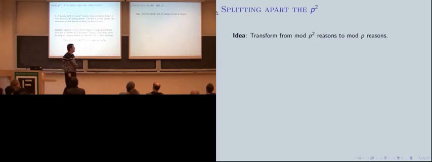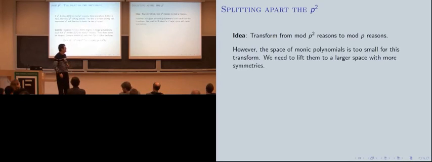Okay, so we found the mysterious P square. Now we want to break the P apart. And why do we want to do that? Because we want to transform into mod P reasons. We know how to handle mod P reasons really well. All right, so how do we break up the two P's? Well, if you think about this, you quickly realize that there isn't much you can do. Basically, this is the only transformation you can do to monic polynomials. There are other things you can do, but that would destroy the discriminant. So while the space itself is too small to do any transformation, let's try to map it into a bigger space that hopefully has more symmetry, and then use the symmetry over there to go from mod P squared to mod P.